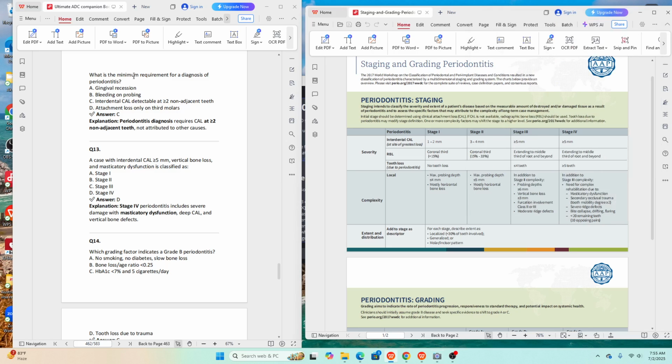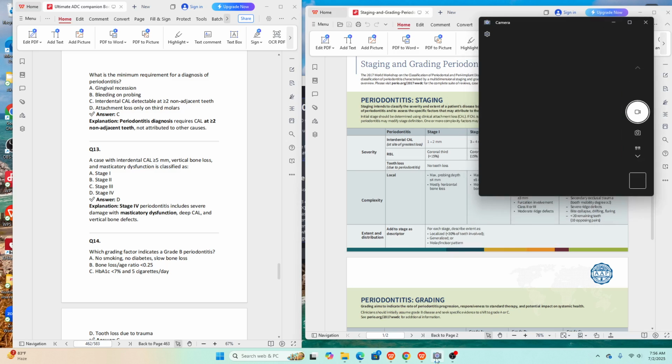What is the minimum requirement for a diagnosis of periodontitis? Now, this is a textbook question basically, not exactly related to the staging and grading chart, but it's for your information and you should know this. The minimum requirement for a diagnosis of periodontitis, not gingivitis, periodontitis, is that clinical attachment loss should be present on 2 non-adjacent teeth. I'll put myself back in the camera.